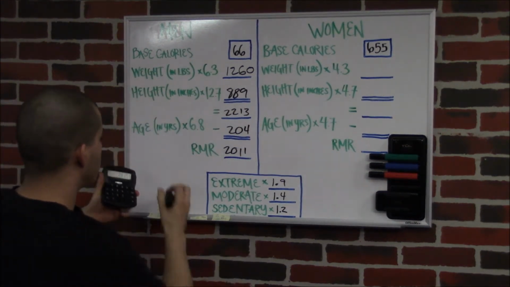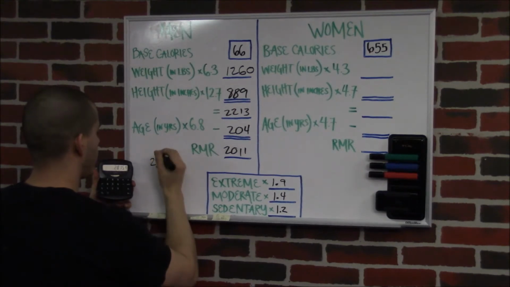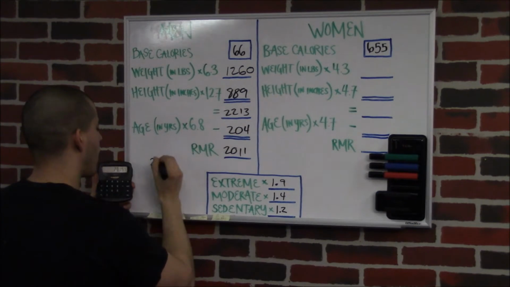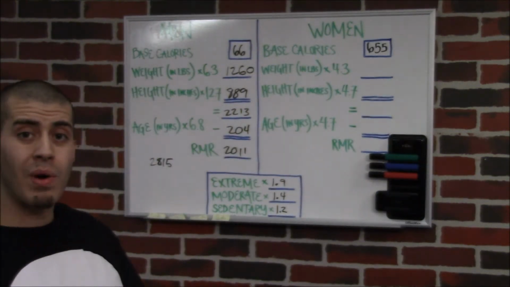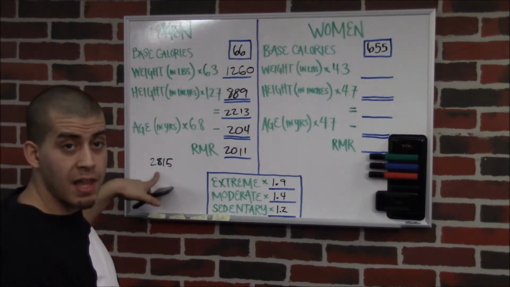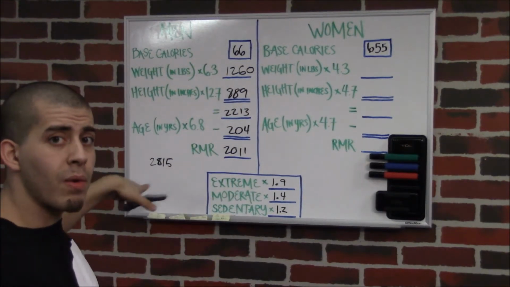And that comes out to 2,815. And then for the 2,815, I still want to gain more muscle mass because this is actually just now feeding my activity level. But I want to gain more size.